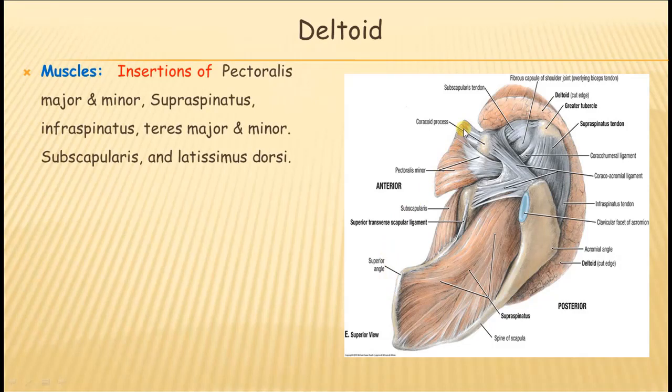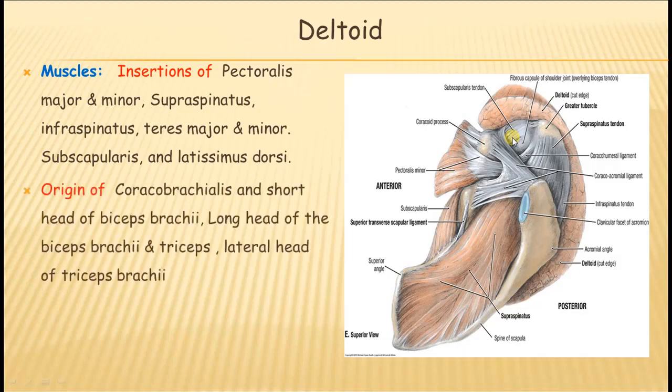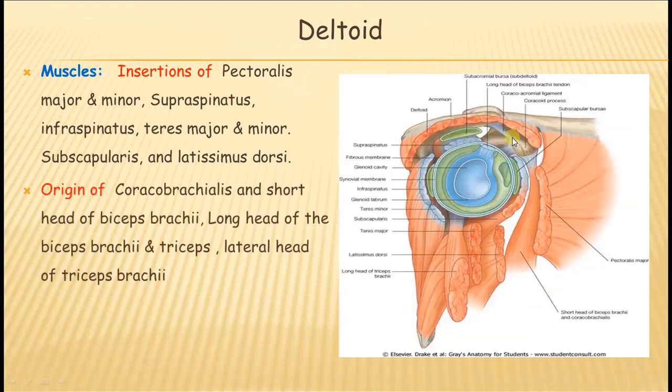So the muscles: insertion into the intertubercular sulcus, pectoralis major; coracoid process, pectoralis minor and short head of biceps. Supraspinatus, infraspinatus, teres major going to the greater tubercle, and subscapularis going to the lesser tubercle, forming the rotator cuff muscles. Okay. Apart from that, you also have the long head of biceps and long head of triceps.